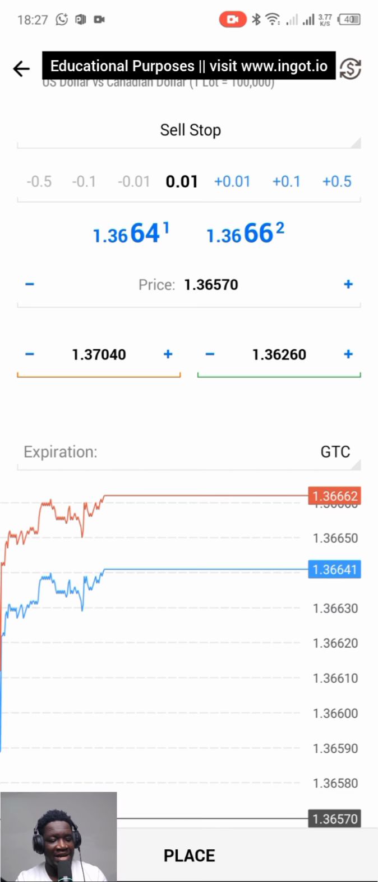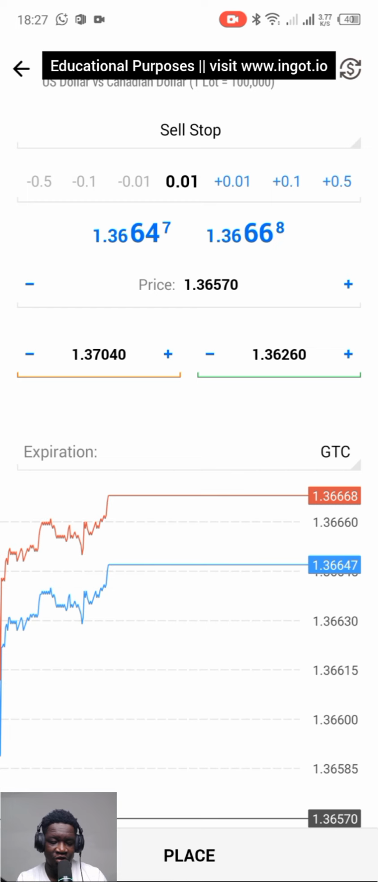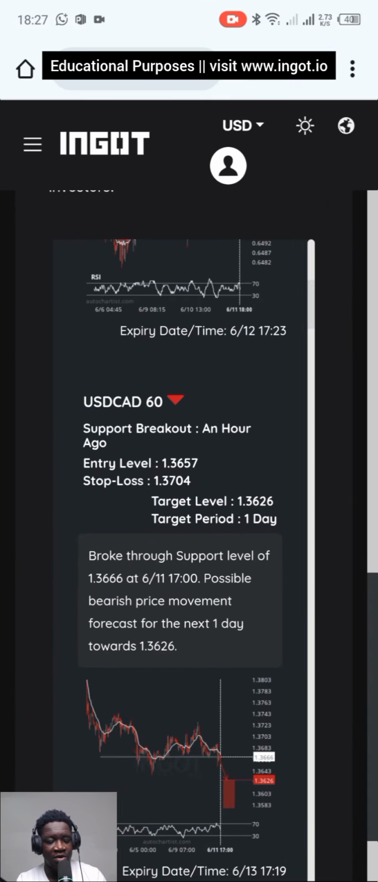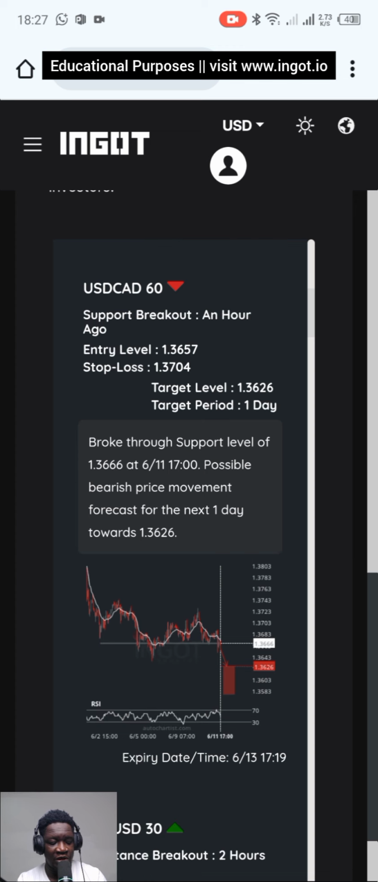But when you are done with it, it's a sell trade that we want to do. If you look at here, this is what it says. Look at the arrow going down, and even if you look at the charts here, it keeps going down, that's the direction. If you look at the brief here, it says possible bearish price movement, actually telling you that the price has chances of going down.